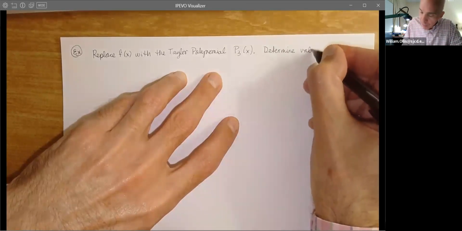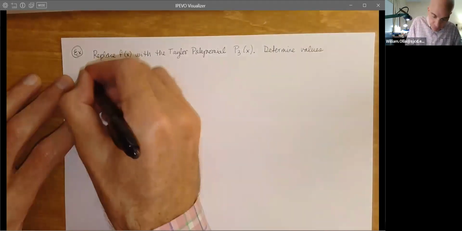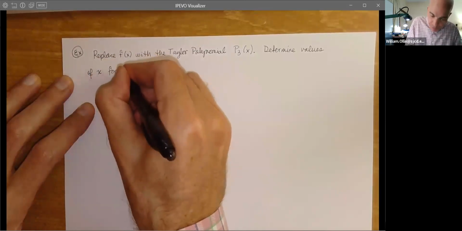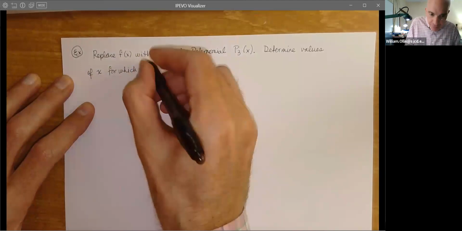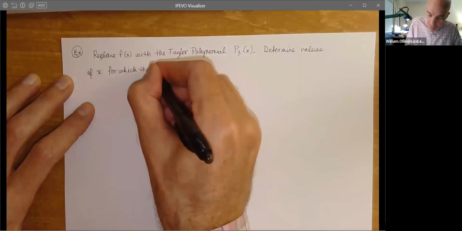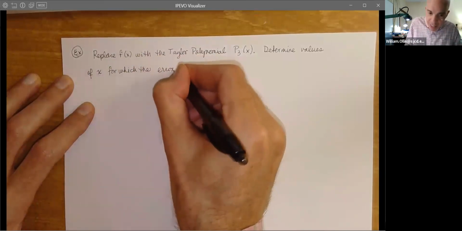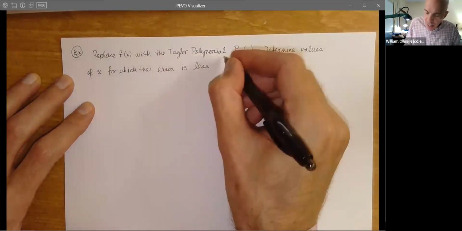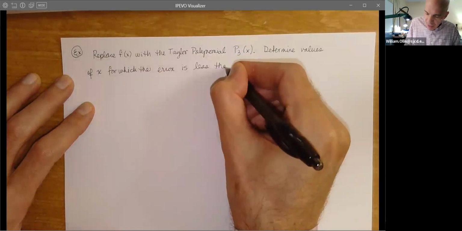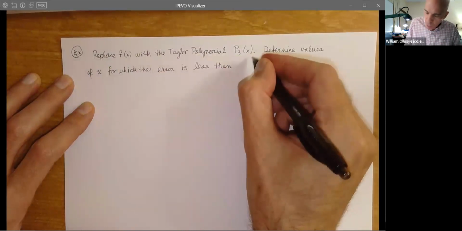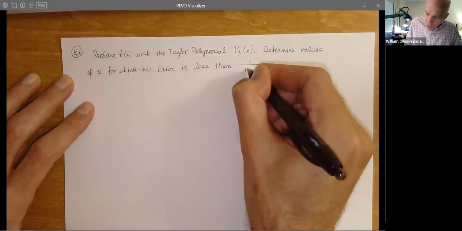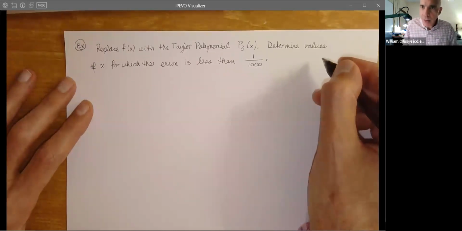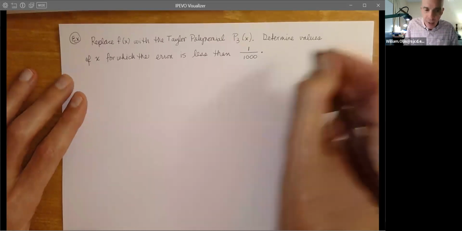values of x for which the error, and I'm just going to say is less than 1 over 1,000. They say does not exceed, but I think they mean less than 1 over 1,000. That's just a little English, you know, not all mathematicians are English majors, so I can't fault them for that.